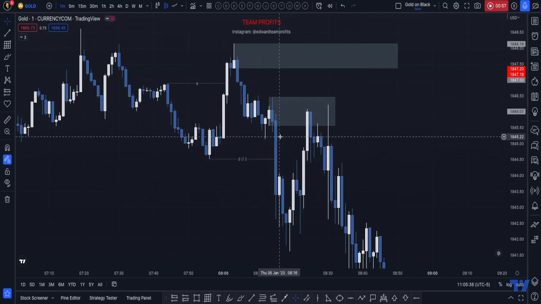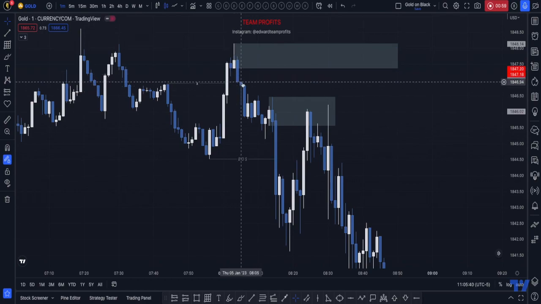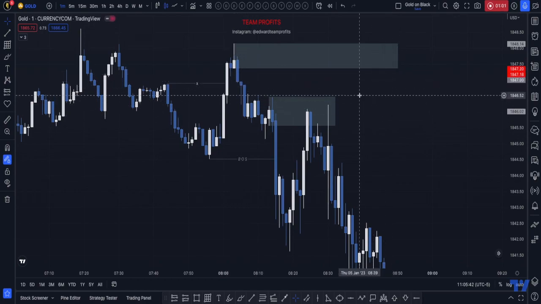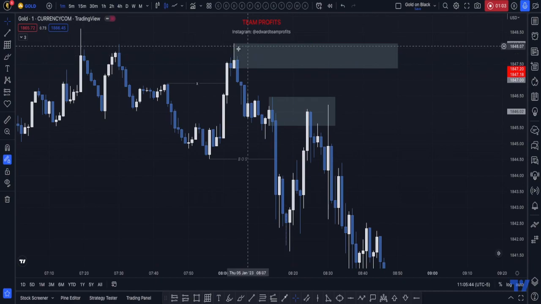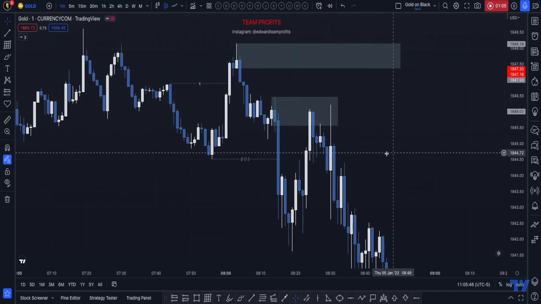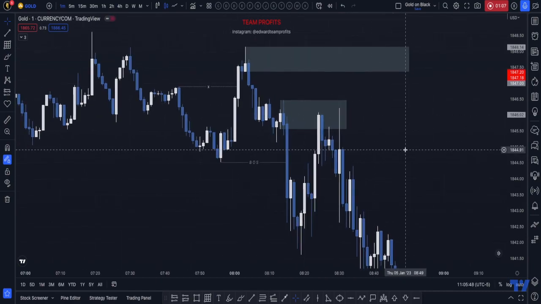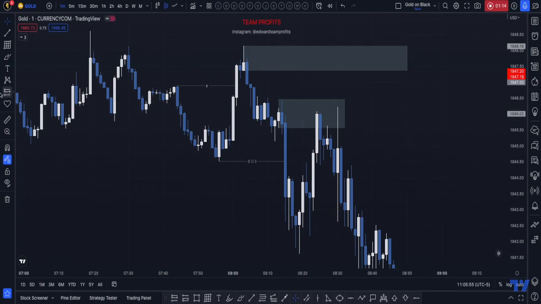Do I have imbalance here? Yes, I do have imbalance here. I do have imbalance here. And you can try to look for all your confluences, and at the end of the day, believe me, you would still be confused on which one you should take, right? At the end of the day, we don't know where the market is going to react.